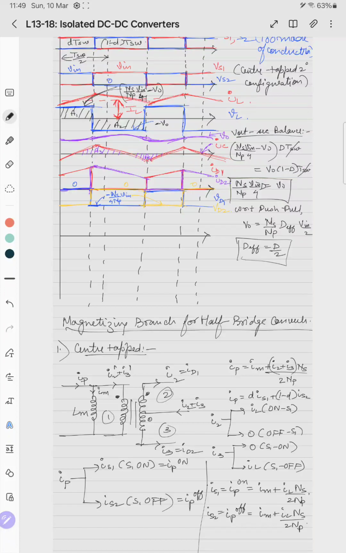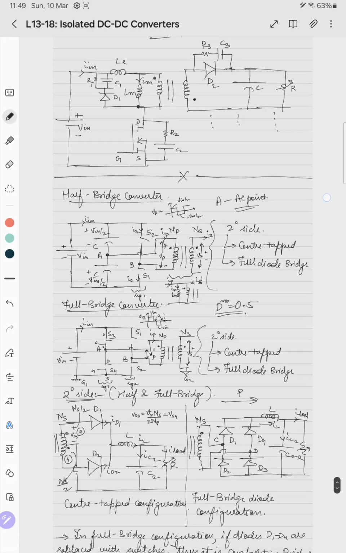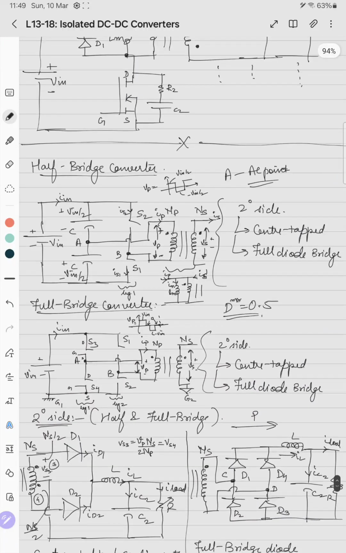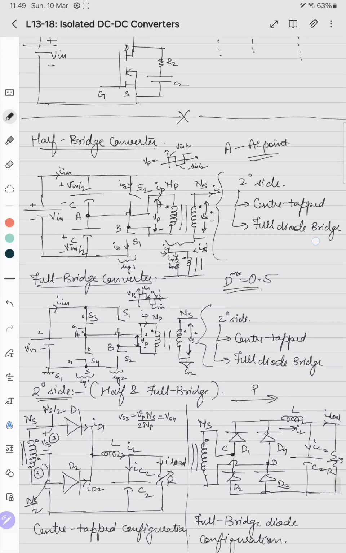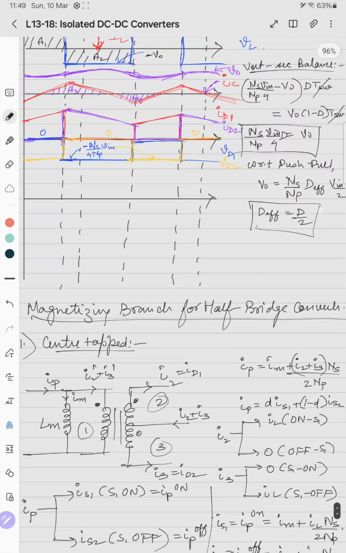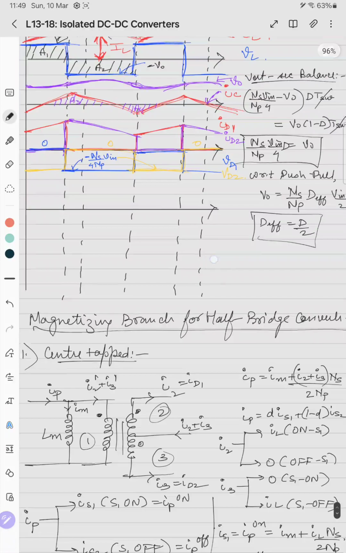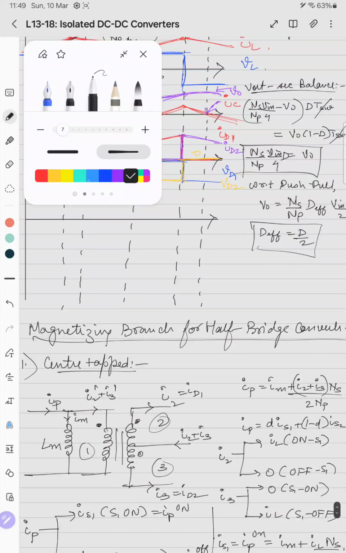When the switch S1 is on, the core is magnetized because the positive voltage is applied to it, and when the switch S2 is on, the core is demagnetized. So I can draw like this. I'll draw Im.